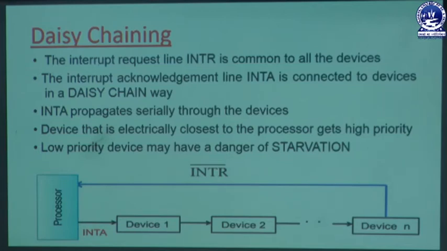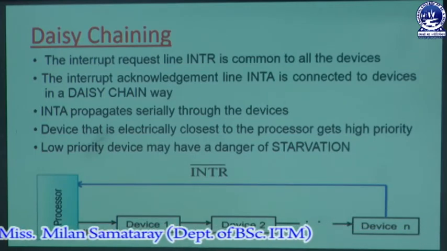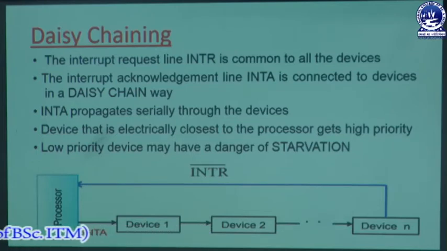But if the highest priority device has some interrupts to be processed or executed, then that interrupt has to be served first by the processor. And if the device does not have any interrupt to be executed, then it will give that acknowledgement to the next priority device. So in that way, the acknowledgement signals are given from one device to another in a serial format, and that is called the daisy chain way.